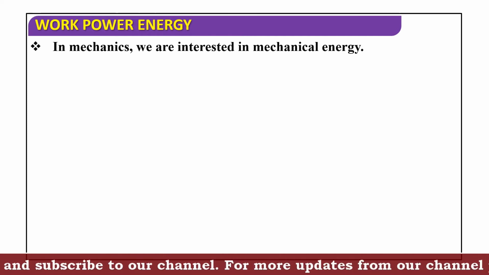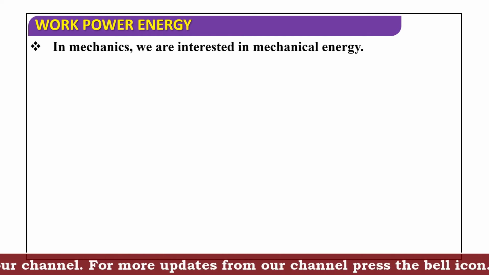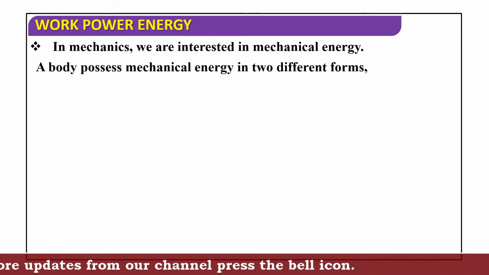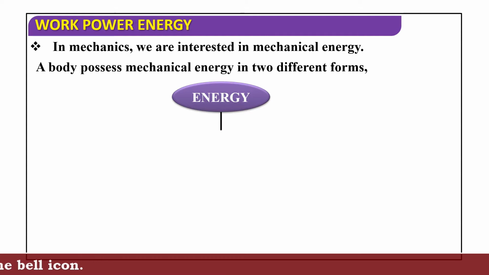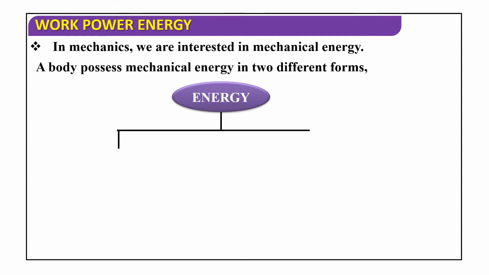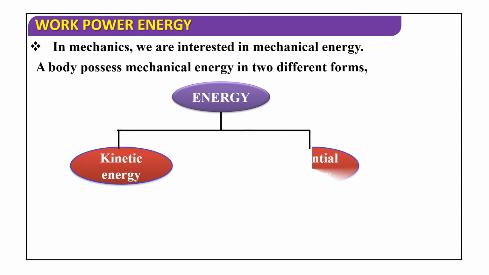Next, in machines, we are interested in mechanical energy. A body possesses mechanical energy in two different forms. That is, one is kinetic energy and the other is potential energy. So, energy is of two types: one is kinetic energy and the other is potential energy.